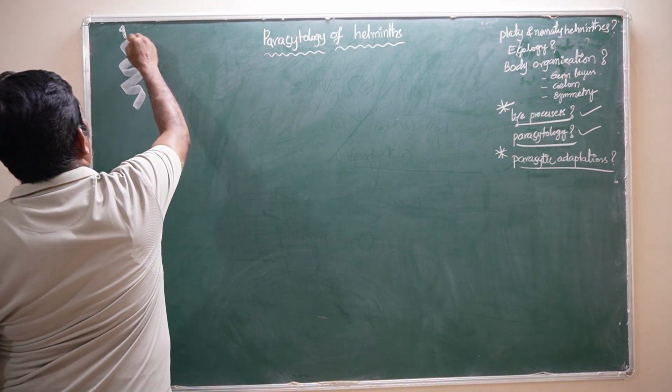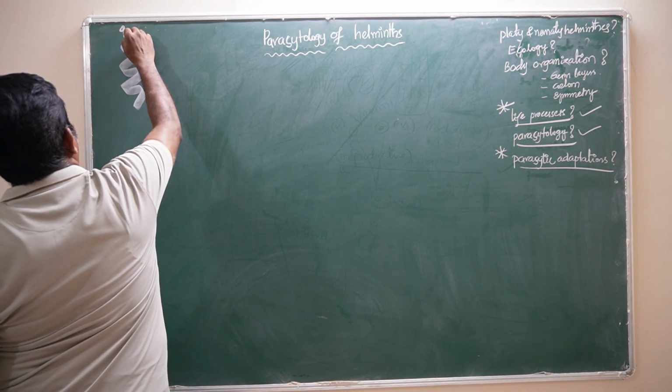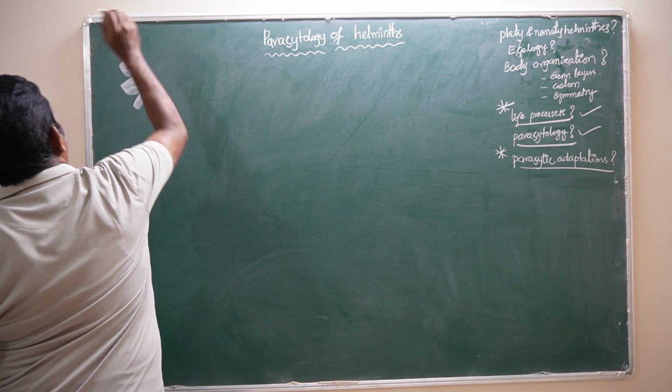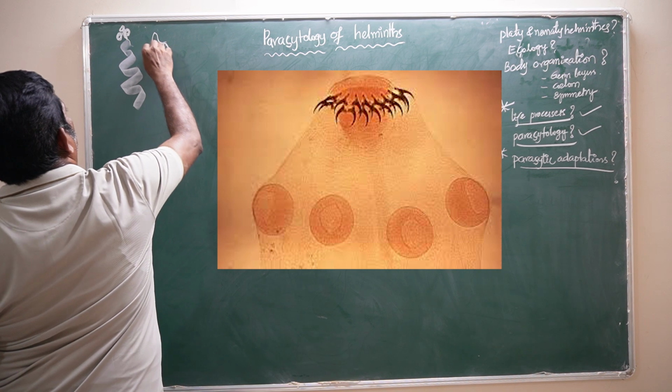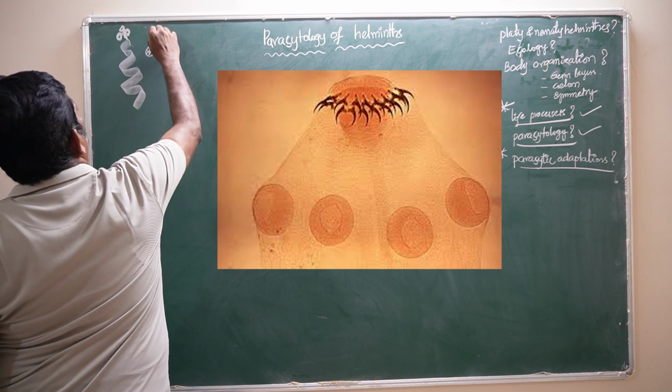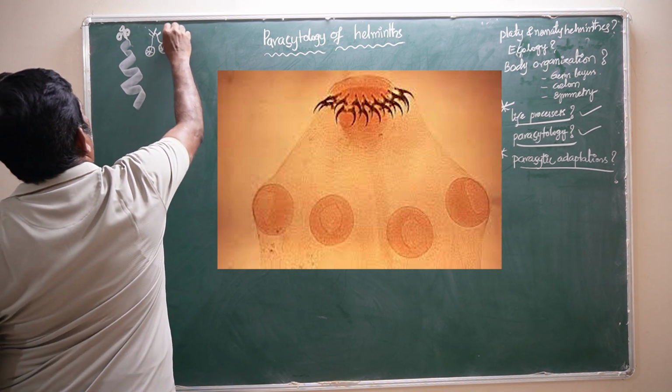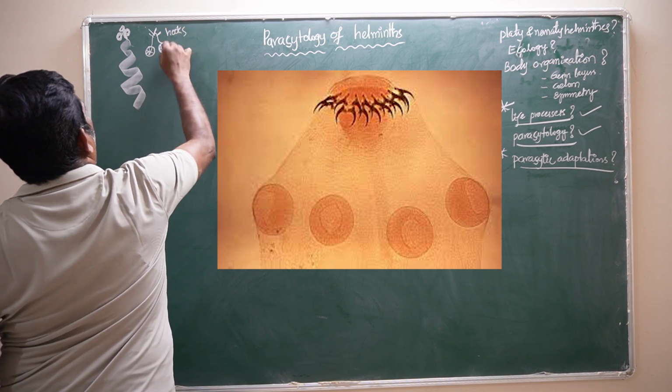In nematodes, this is platyhelminthes. In these platyhelminthes, suckers are developed. These are called the suckers. And these are called the hooks. Hooks and suckers.